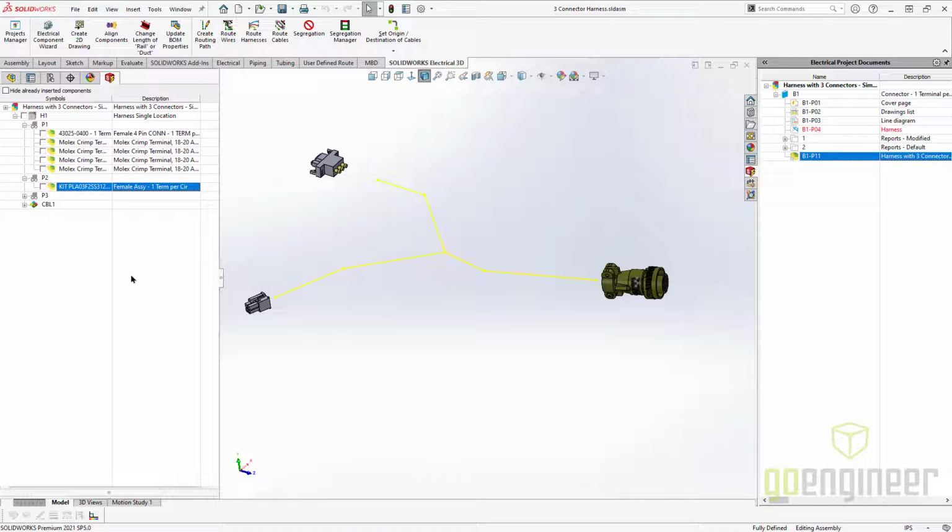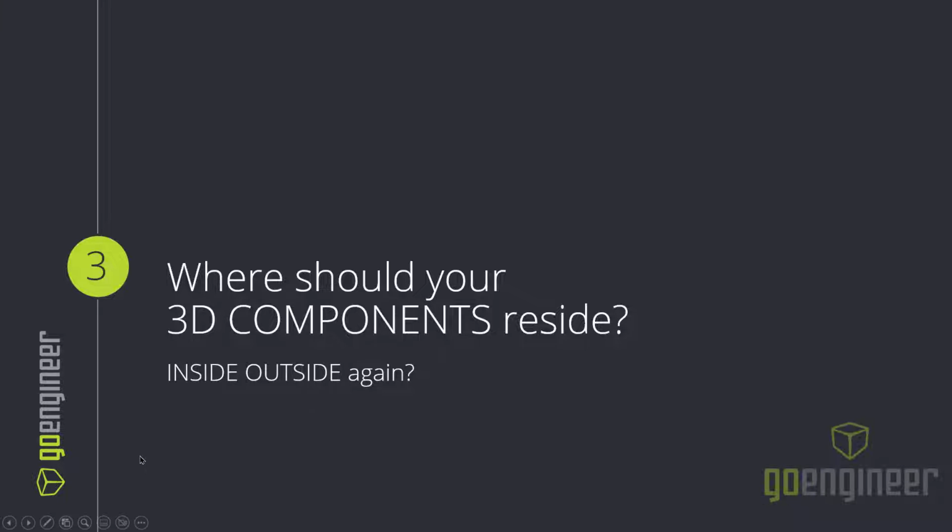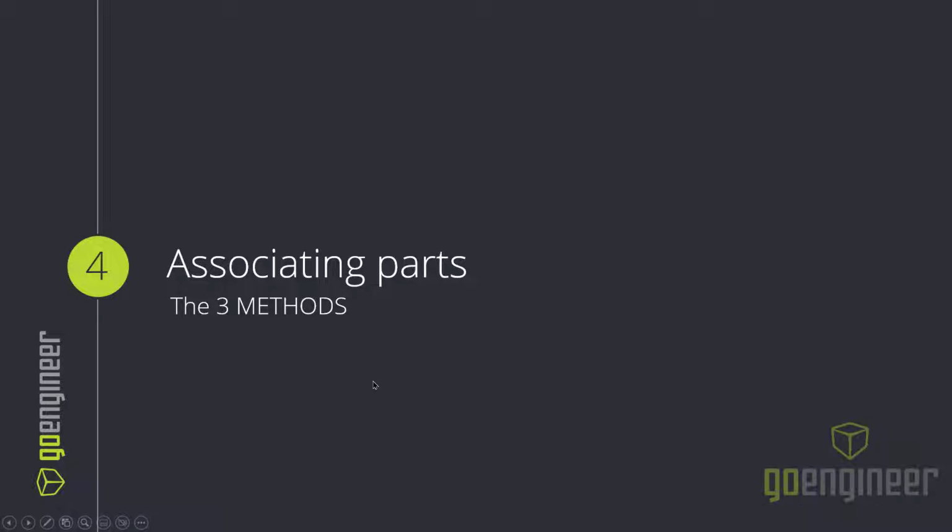So getting into the next stage, let's bring up the PowerPoint here so we stay on our roadmap. We talked about where the components should reside. The next thing is associating the parts. How should we create the connection between what's in the assembly, the 3D space, and the component tree on the left-hand side there? There are three methods, or what I call three methods, of doing that.